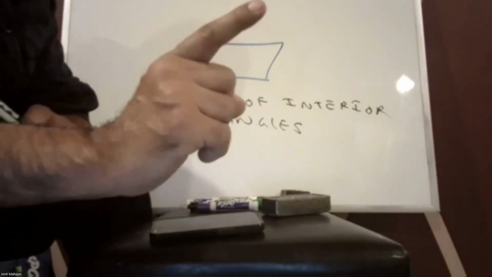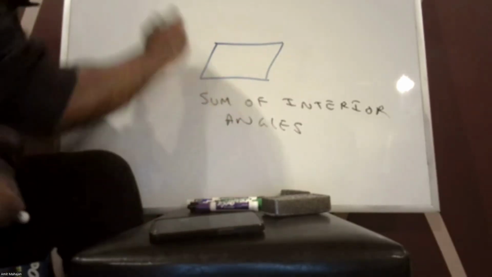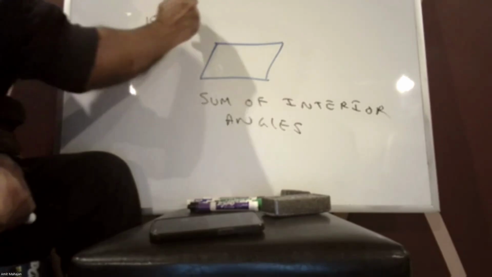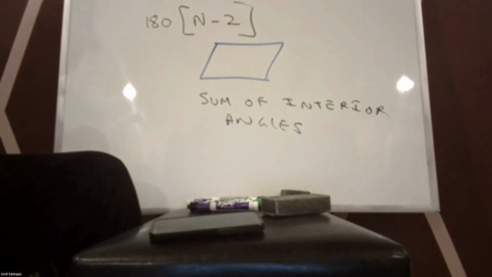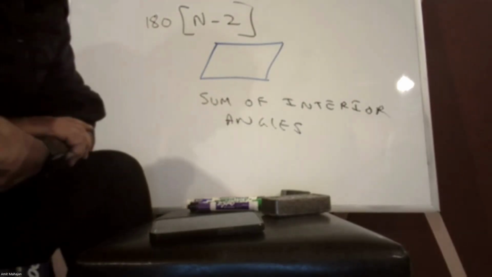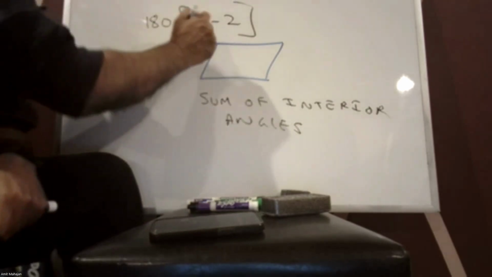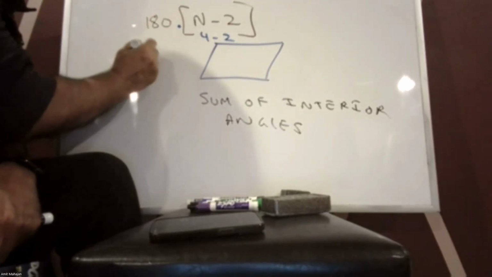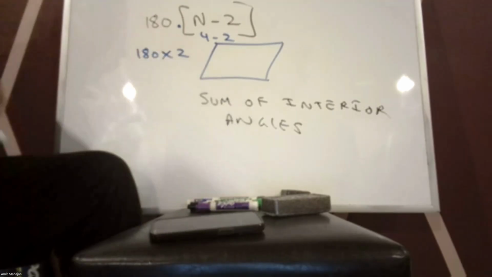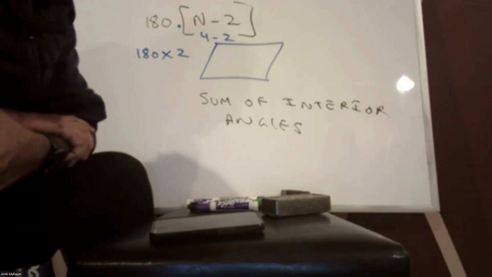Okay. To find the sum of the interior angles of any shape, the formula is 180 degrees times the number of sides minus 2. Number of sides minus 2. How many sides are in this quadrilateral? 4. Beautiful. So instead of n, we will say 4. What is 4 minus 2? 2. And what is 180 times 2? 360. Excellent. So now you know how your friends figured out 360?